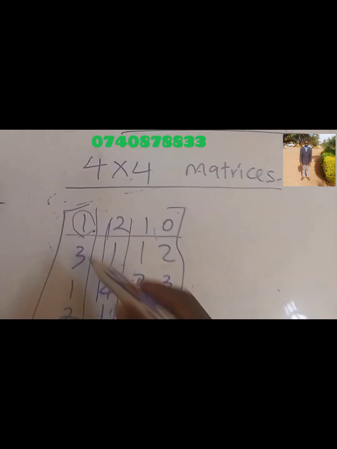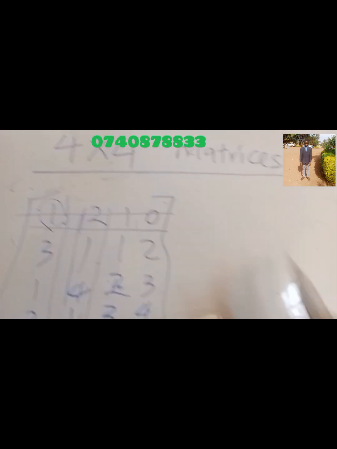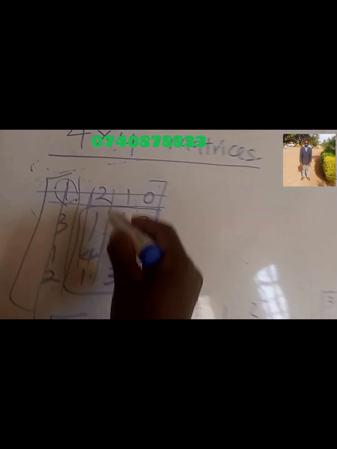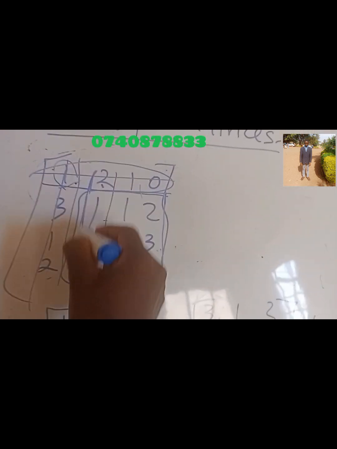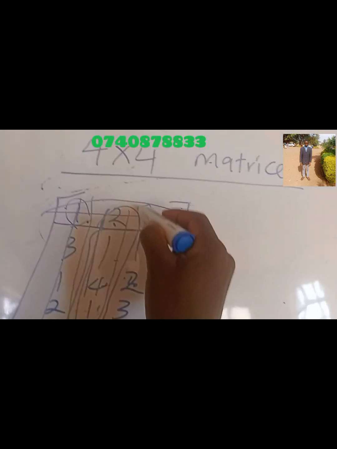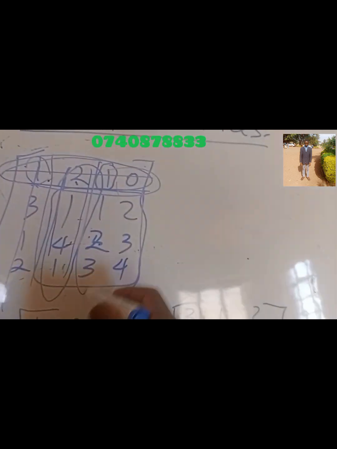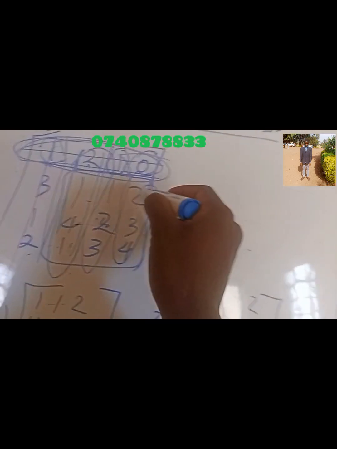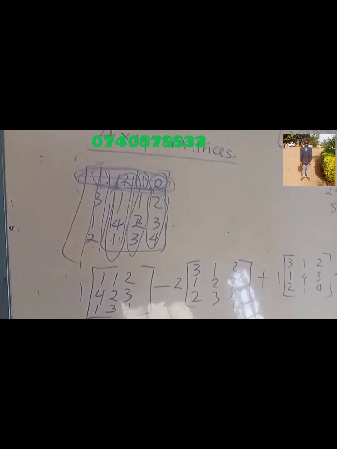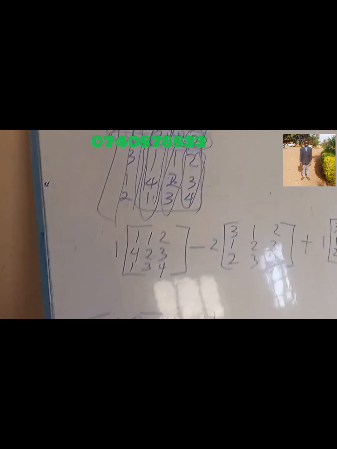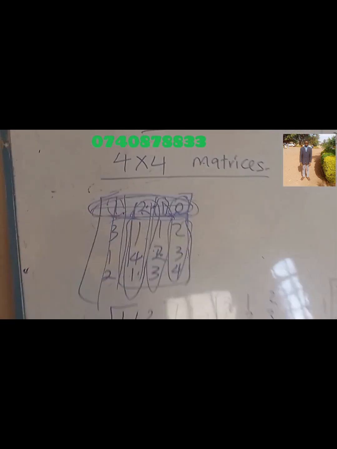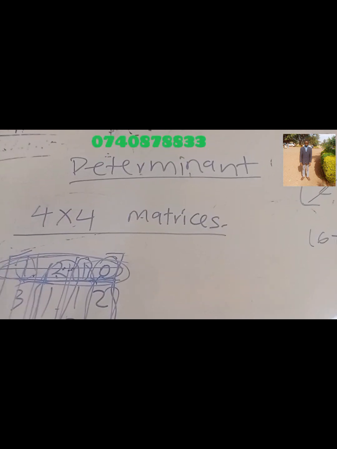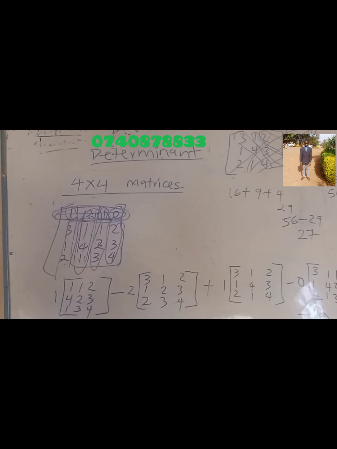What is important you have to know is that if you have picked 1, you ignore the whole row and the column. Then you pick all those other elements which are remaining. And if you have picked 2, you ignore the row and the column that is having the 2. If you pick 0, you ignore the row and the column, then the other elements will form a 3 by 3 matrix. Then you find the determinant of the 3 by 3 matrix, then you multiply with the element that you picked from here, and that one will lead you into finding the determinant for 4 by 4 matrices. So that is the end of the lesson for today.